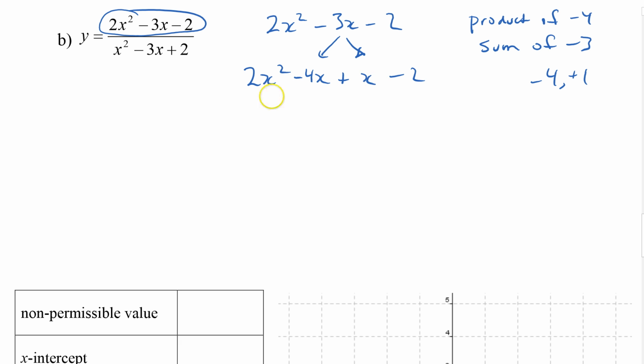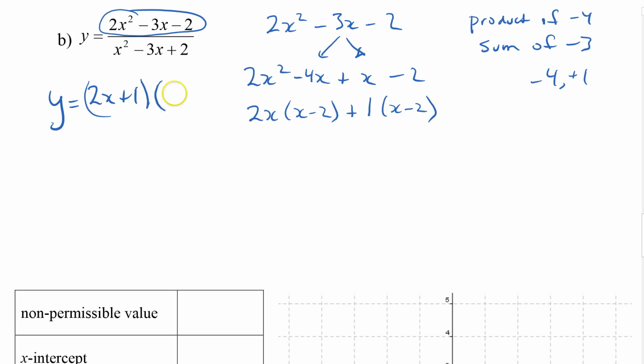Now I'll factor out from the first two terms a 2x, plus, and maybe if I write a 1 here, x minus 2 makes it a little bit easier to see. So that's what that looks like. So my numerator is going to look like 2x plus 1 multiplied by x minus 2.